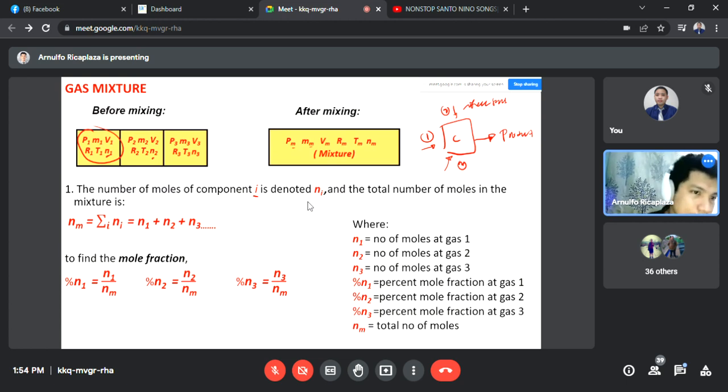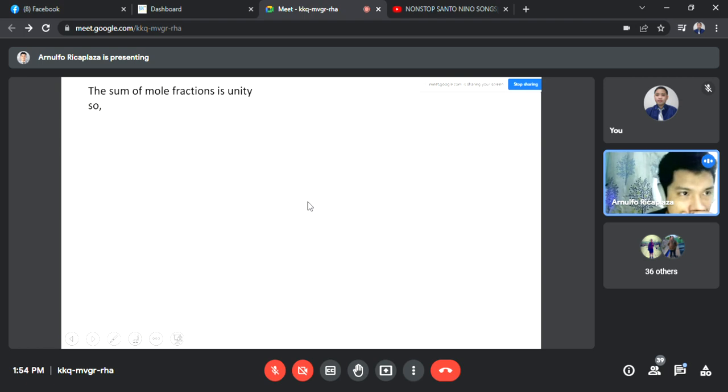This is something you should not forget. To find the sum of the mole fractions, always remember, guys, that it is unity. What do you mean by unity? That is equal to 1. So if you solve and it does not equal 1, then it is wrong. Always, that is equal to 100%. Always remember that because that is a unity.